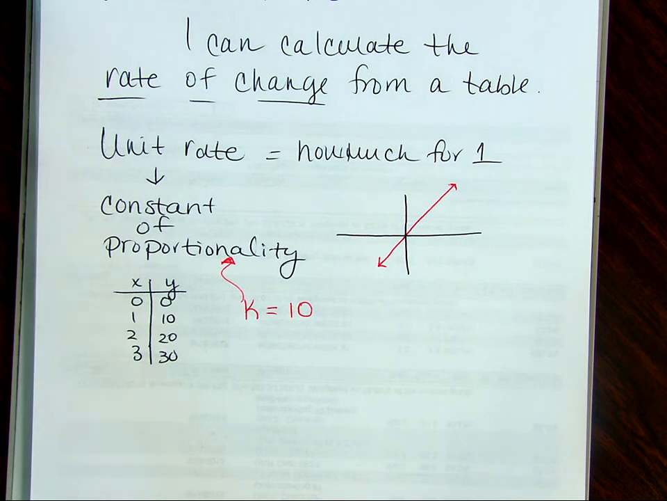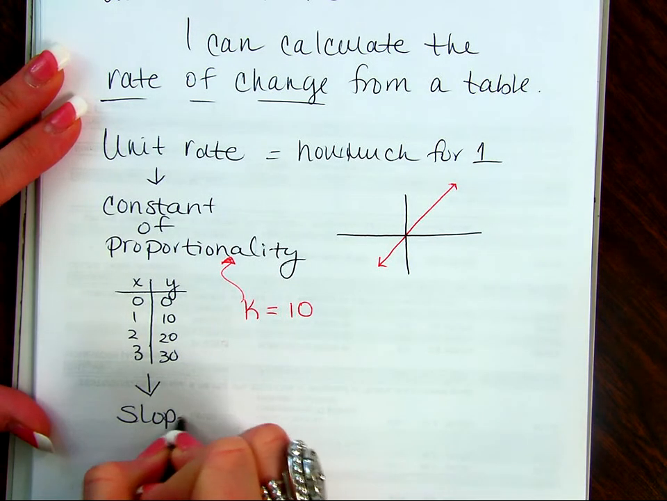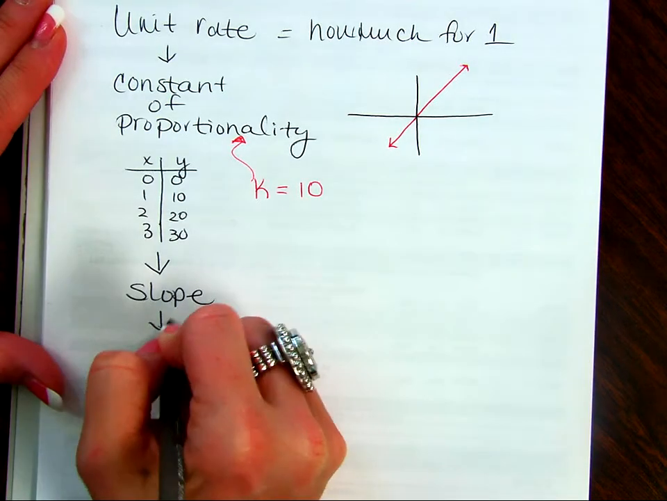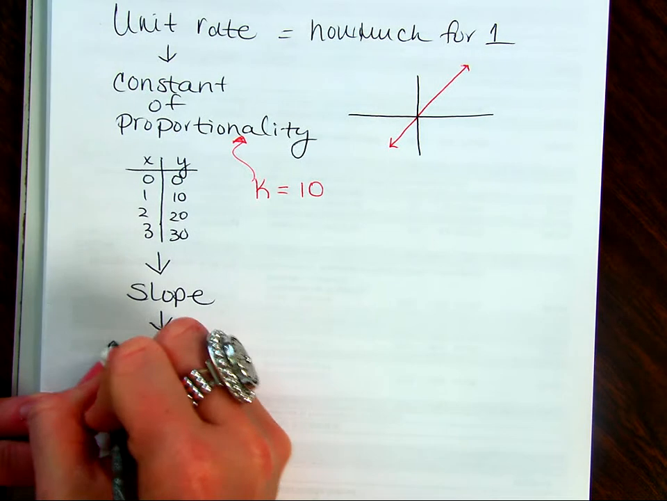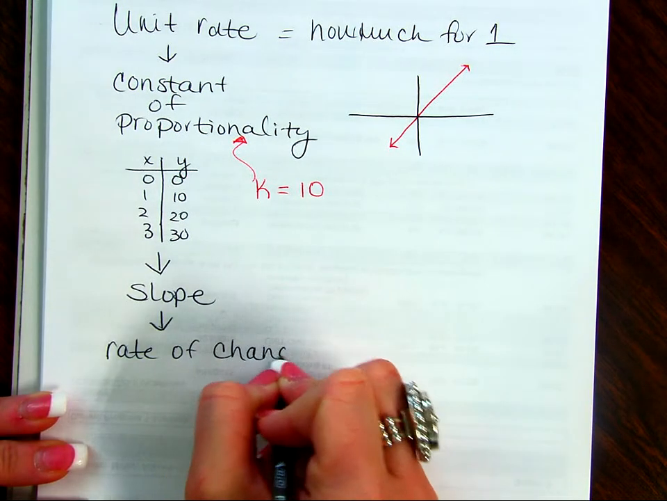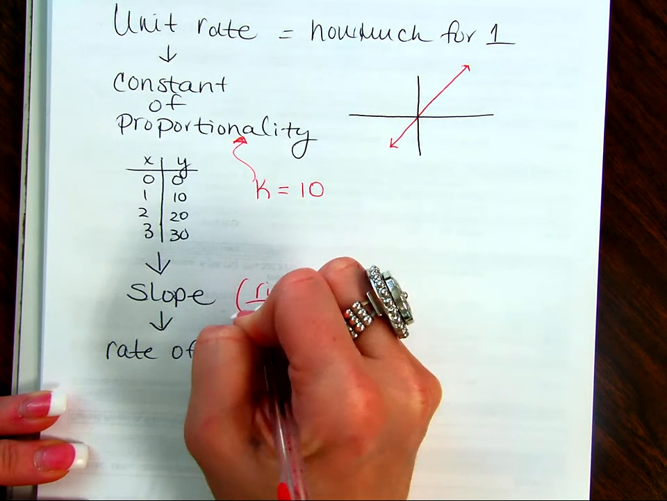Constant of proportionality means how much for one. Last year you learned about a word called slope, right? That also means how much for one. Let's just do another arrow. Slope also means how much for one. And another name for slope, which we're going to talk about today, is rate of change. And the slope was the rise over the run, remember?